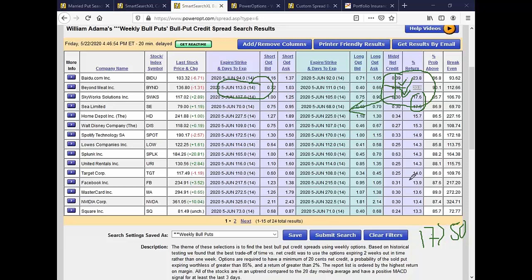Okay? What I was saying is that in comparison, I tried to give a breakdown between the tests without the papers that I have right here. Here's my 2-week out spread. Let's stick with the easy one. Skyworks Solutions, 117, selling the 5th of June, 107, buying the 5th of June, 105, getting a 30-cent net credit with about an 86% probability the stock will be above 107 in the next 14 days.